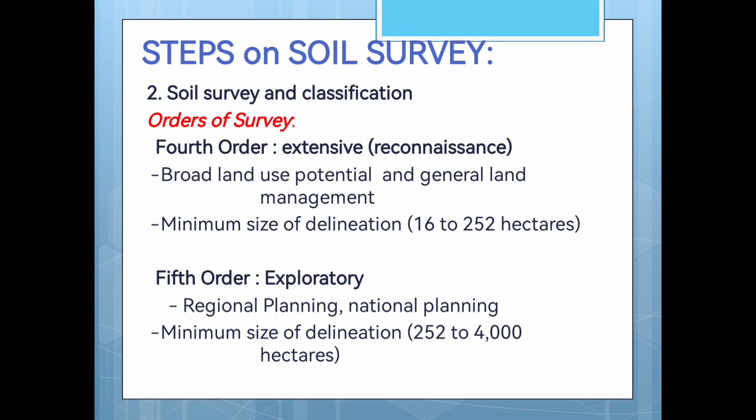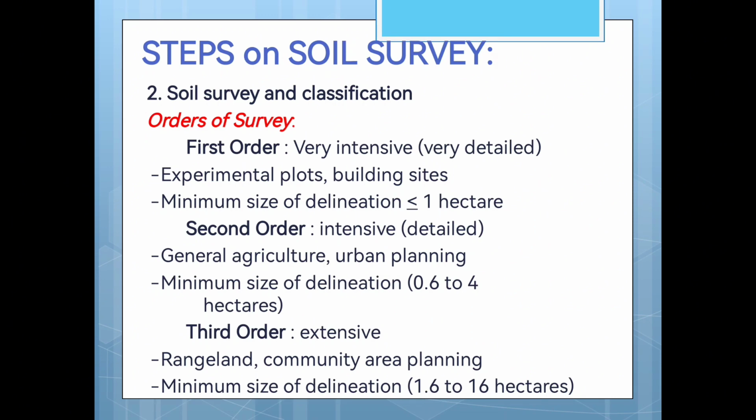So, we have the first order which is very detailed. Yung area niya is less than 1 hectare. So, talagang nakita nila yung buong area na yan, yung less than 1 hectare. The second order is intensive, which is detailed, and the area is around 0.6 to 4 hectares. Manageable pa siya. The third order is extensive, and the minimum size of delineation is 1.6 to 16 hectares.